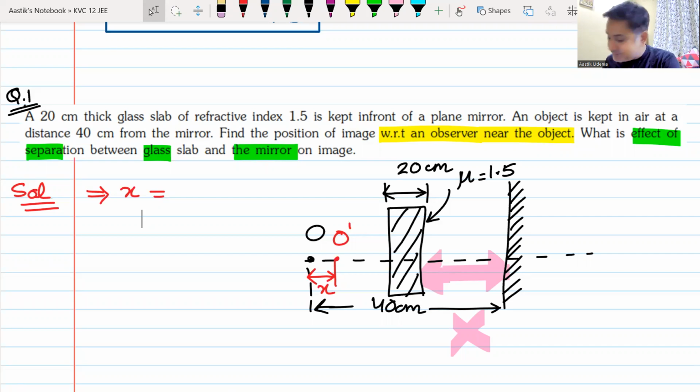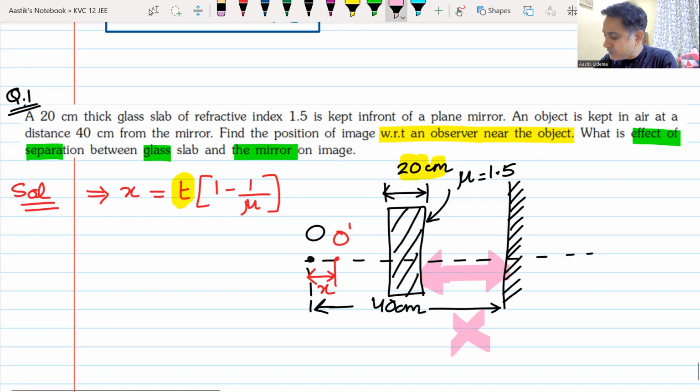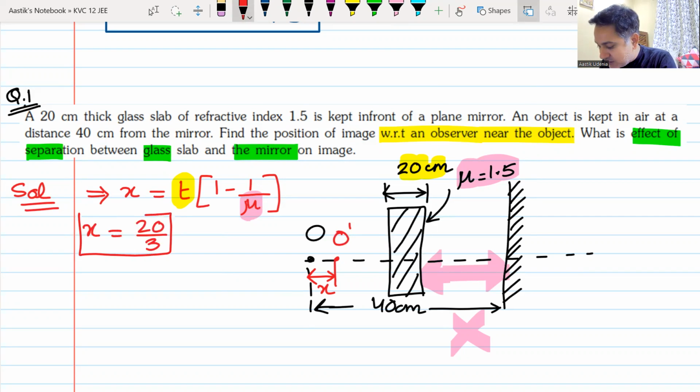How do I get the value of x? This will be equal to the thickness t into 1 minus 1 by mu. Yes or no, my dear friends? We understand this? Yes, sir. How much is this t? 20. t is 20. Well done. How much is this mu? 3 by 2, or 1.5. I can put this value and get the value of x, and the value of x would be 20 by 3. Yes or no, my dear friends? So that is the first answer that I have got. The value of x is 20 by 3.